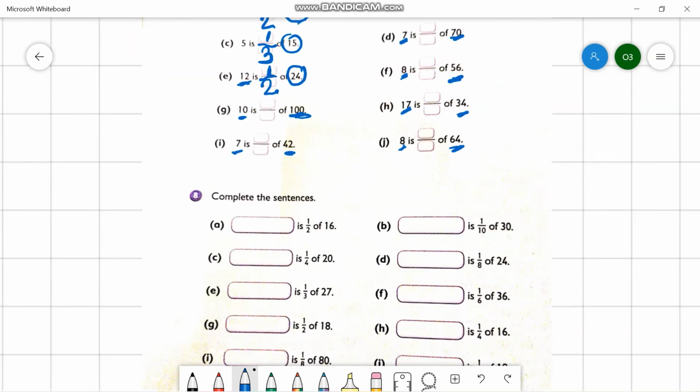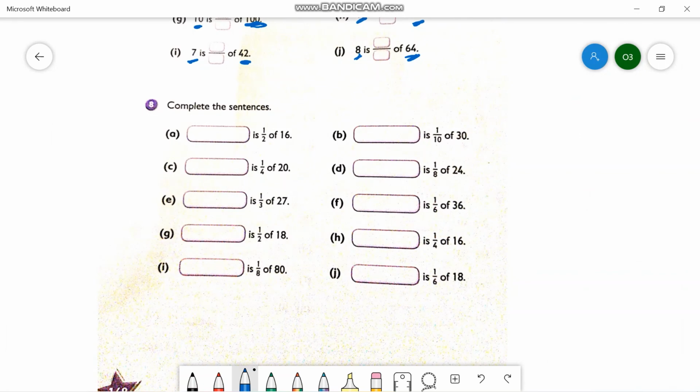Okay, now let's go to number 8. Complete the sentences. So this one, you just have to divide the number by the denominator. Okay, let's start with letter A. 16 divided by 2 is 8. 8 is 1/2 of 16. 20 divided by 4 is 5. 5 is 1/4 of 20.